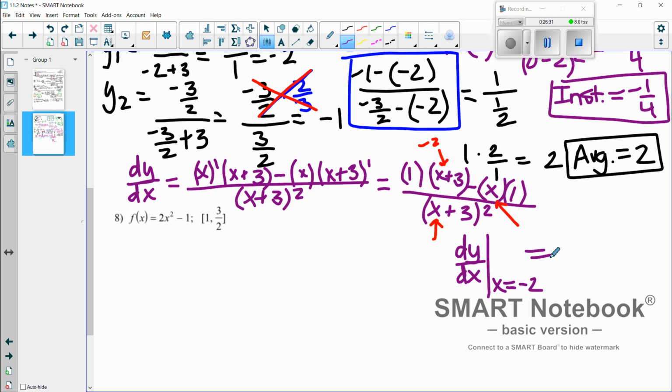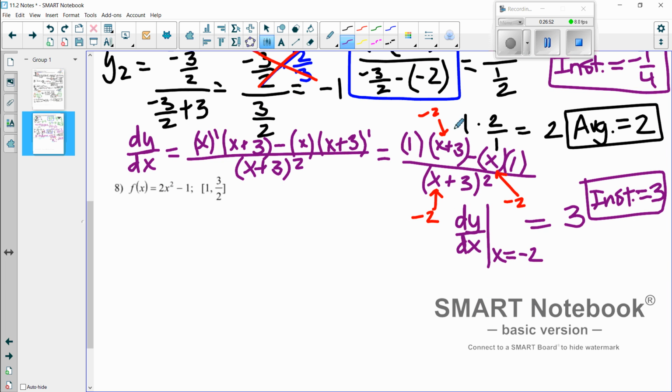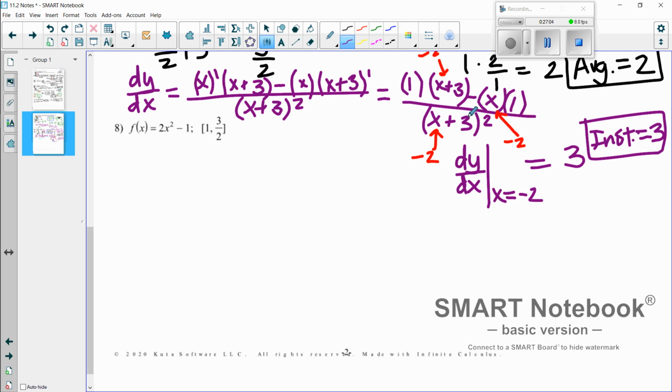And what you should get is 3, okay? So instantaneous is 3 here. I'm going to box that. Okay, so we got both here in number 7, the average rate of change and the instantaneous rate of change. Make sure you go through this, okay? If you want to simplify, do it. Otherwise, plug into your calculator, okay? It's going to be 3. But take the time to do it, okay? Because I'm not going to work through the algebra here.